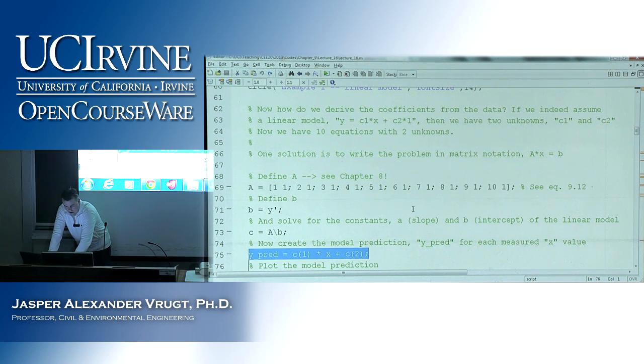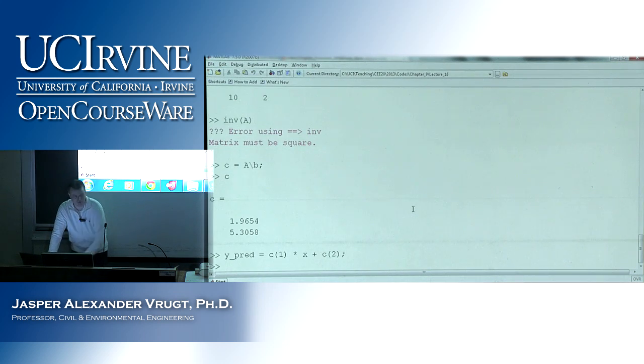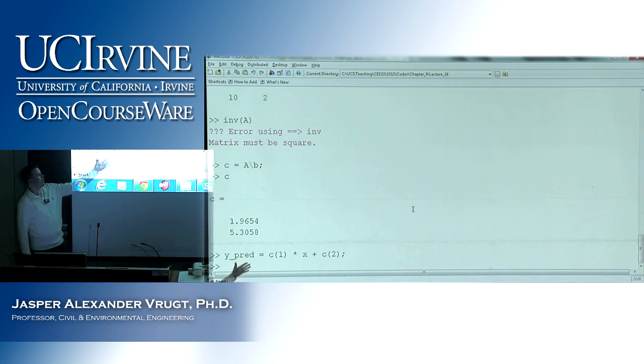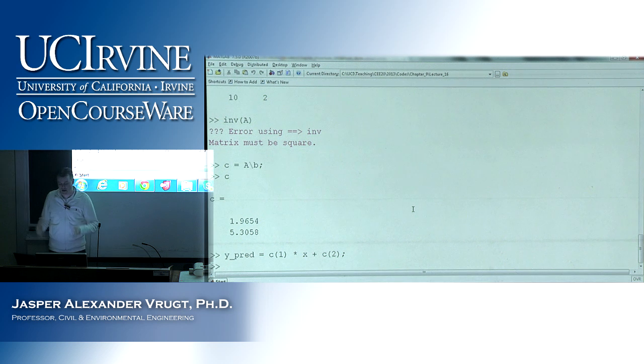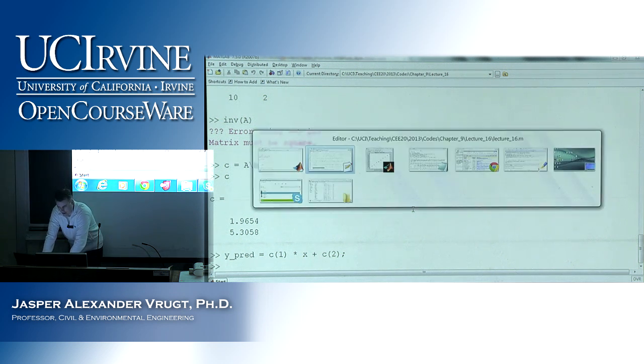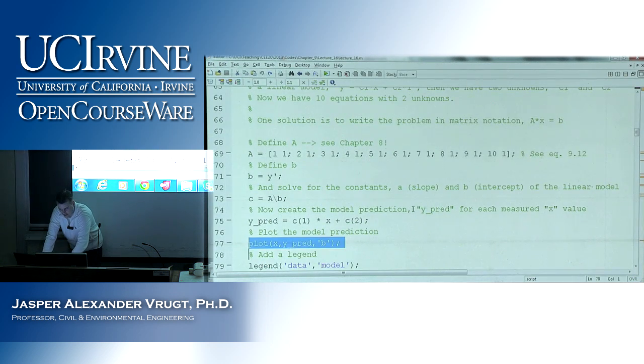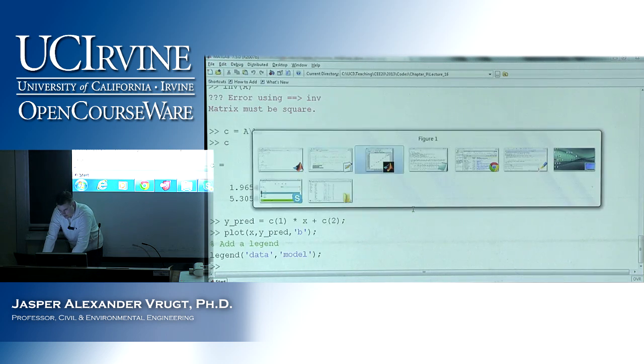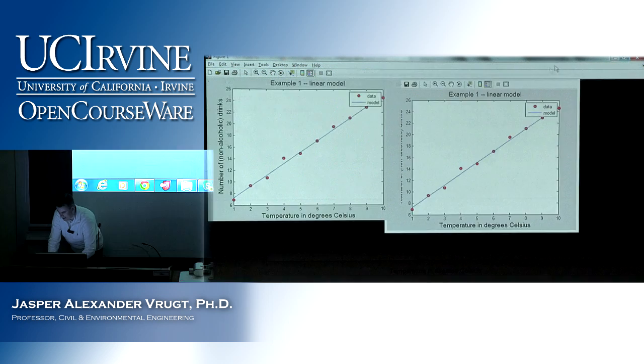Now I have my coefficients, I can predict with my model. I have my original x values, I multiply them with the first coefficient, the slope, and I add the intercept. So basically what I did is calculate my predicted values with my model. Now I know the coefficients and I can plot this, of course, and I can add a nice legend. So this is what I get.